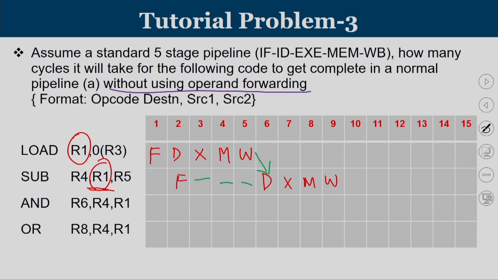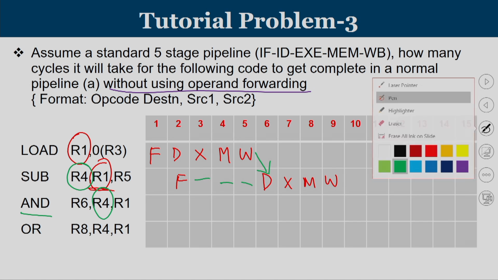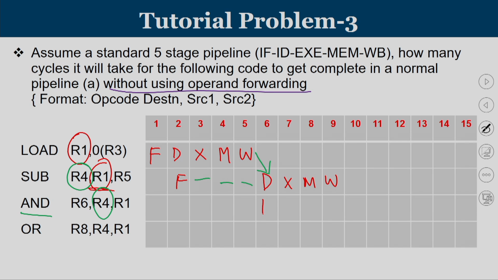Now, the next instruction, AND, is dependent on the output of subtraction. So, if you look at that, fetch will happen here, decode can happen only at this point because R4 is needed. The value will be written to R4 only at clock cycle number 9, and that R4 is needed. So, R4 can be read only after the 9th clock cycle.